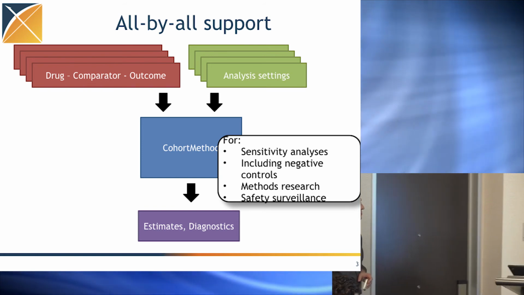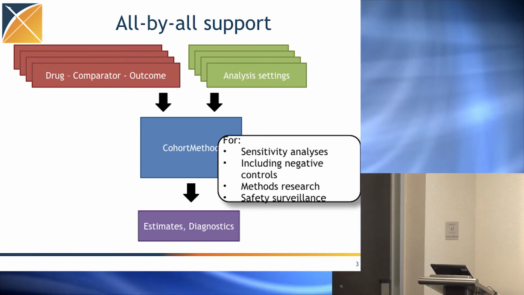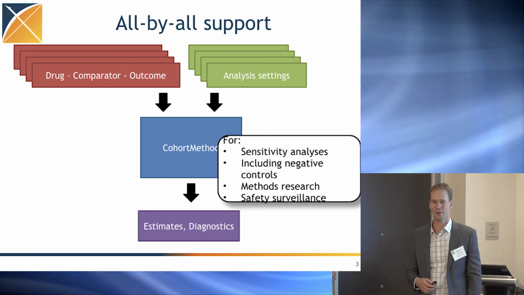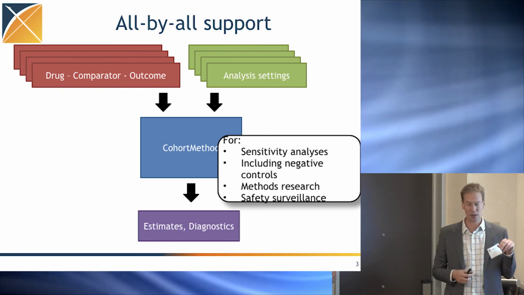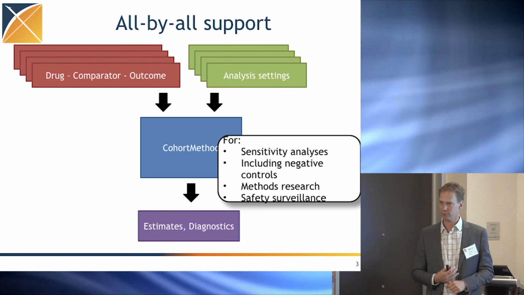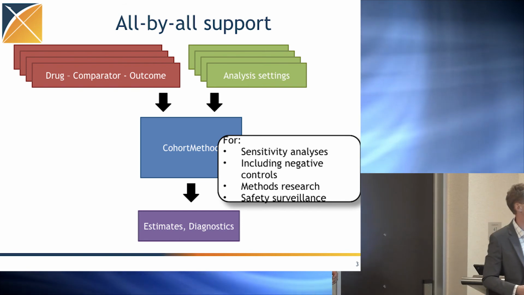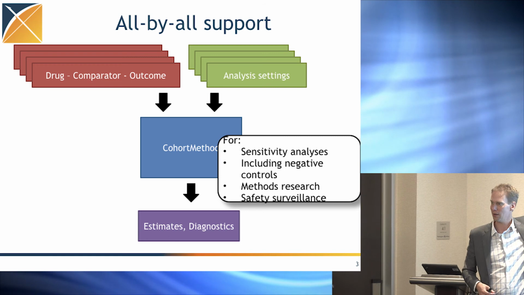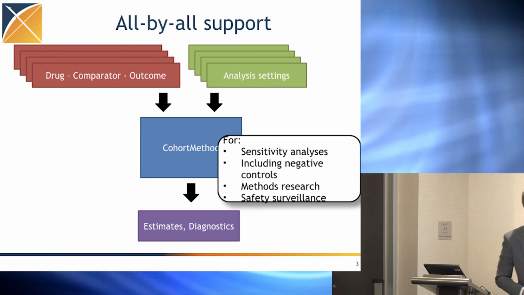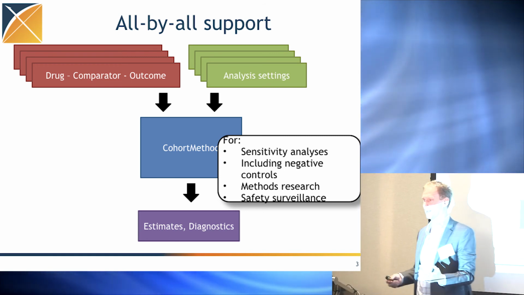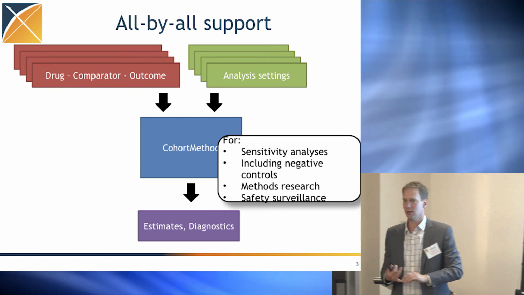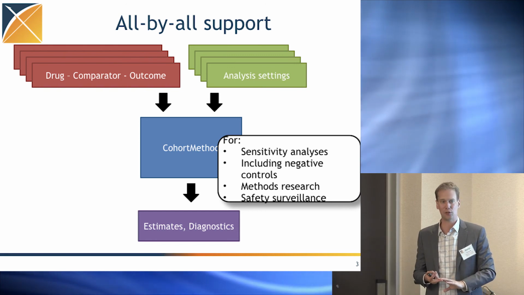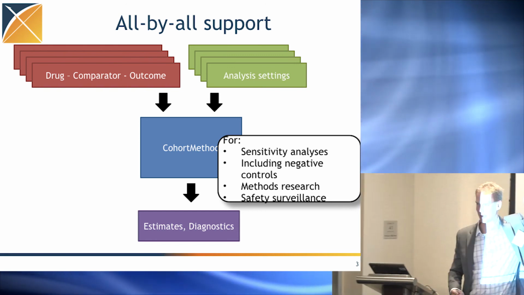There is a part of the CohortMethod package that we use a lot, but I haven't touched on at all during this tutorial because that's the advanced tutorial. There is something that we call the all-by-all support that basically allows you to specify a large set of drug or target comparator outcome triplets, and a large set of analysis settings, where an analysis setting is something like the choice of whether you want to do matching or stratification, your risk window definition, etc. So these are all considered analysis settings.